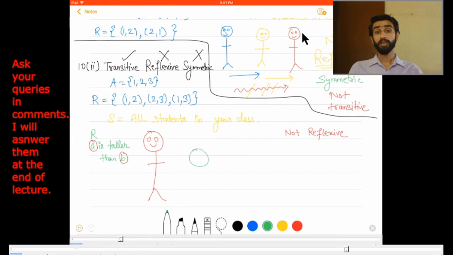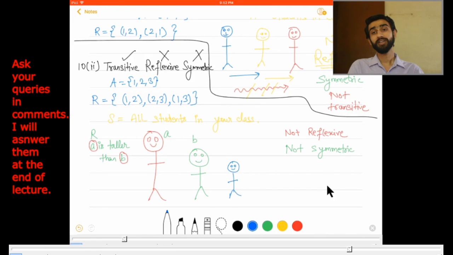Now for symmetry, when you compare the height of one with another, you will see that the first person A is taller than B. So they are related. Can you say B is taller than A? No, he is shorter than A. So this relation is not symmetric.